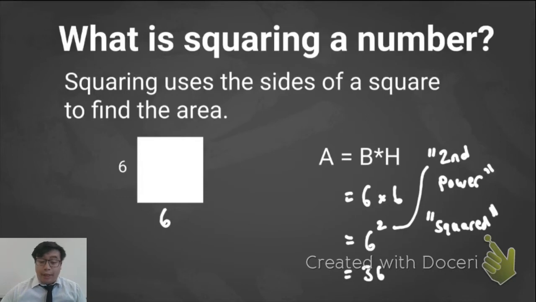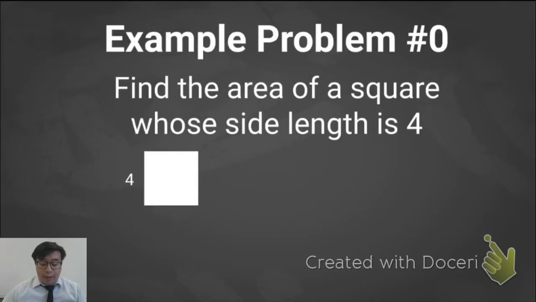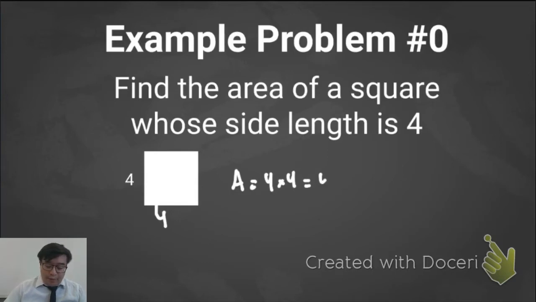Let's go with one more example problem of squaring a number. I want to find the area of a square whose side length is 4. So if I know that the height is 4, I know that the base also has to be 4. So to find the area, I need to take 4 times 4. Or another way of stating this question is, what is 4 squared?